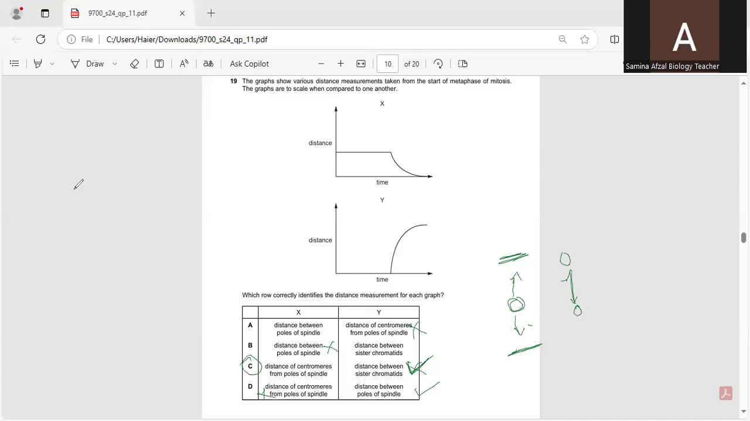As you know, what will happen when they move towards the opposite poles? The distance of the centromere from the poles of the spindle is decreasing. And the distance between sister chromatids is increasing, because when they divide at the centromere they separate from each other. So C is the correct option in this case.